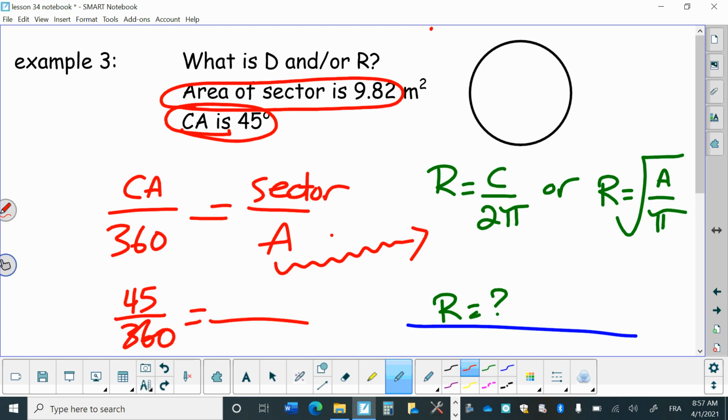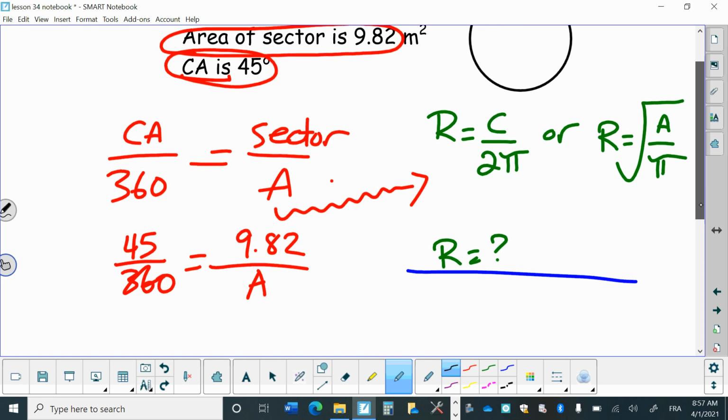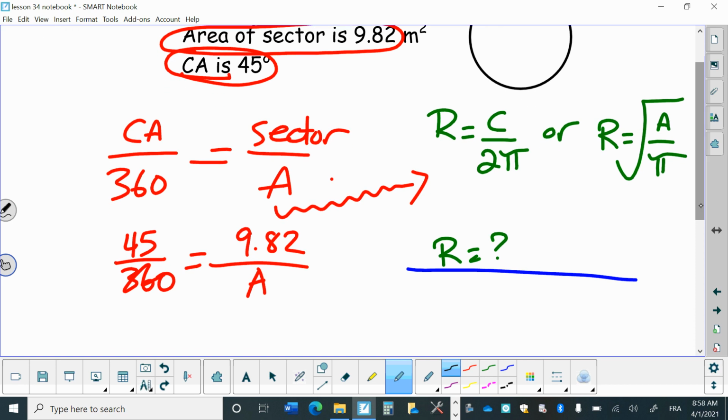My sector is 9.82, and my A is my missing part of the proportion here. So when I cross multiply and divide, I get area is 78.56. Important to be rounding properly.